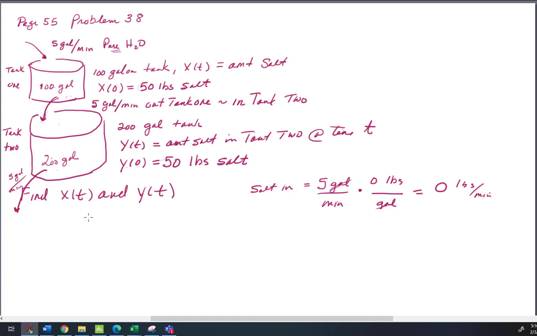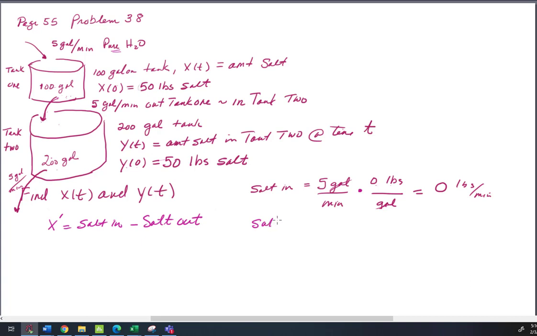So for these kinds of problems, the change in x is going to be salt in minus salt out. That's the change in x. It's salt in minus salt out. Now what would salt in be? Well, liquid's coming in at 5 gallons per minute, and in that liquid the concentration of salt is, well, it says it's pure water, so it's 0 pounds of salt per gallon, which makes the in just 0.